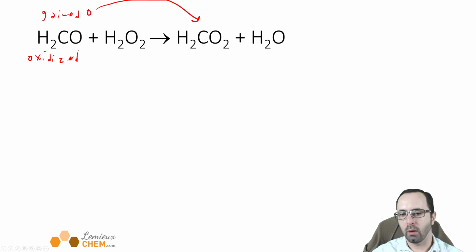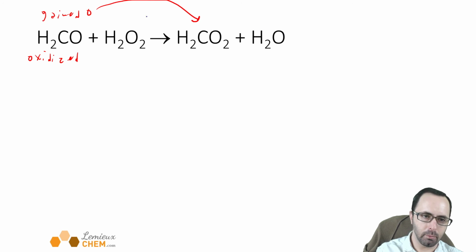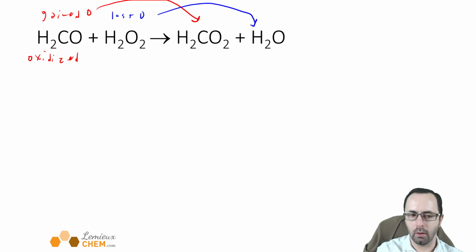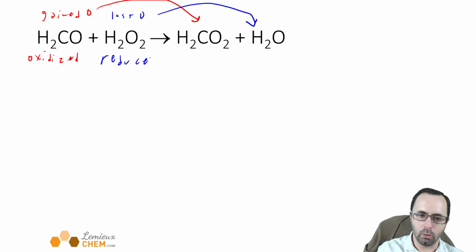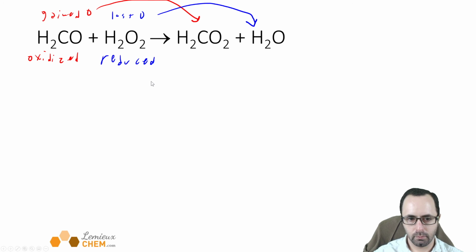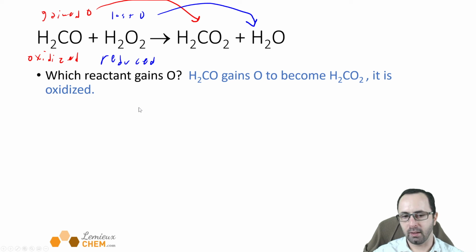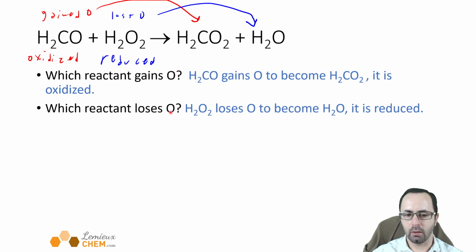Now, where did the oxygen atoms come from? The H2O2. Now it's only H2O. It lost an oxygen atom, going from here to here. So we would say that H2O2 was reduced. So which reactant gains oxygen? It's the H2CO. It gained oxygen and made H2CO2. Which reactant loses oxygen? It was H2O2.